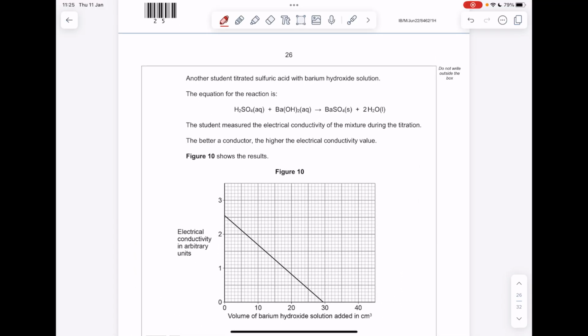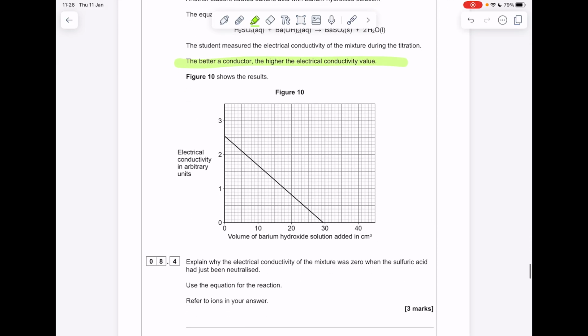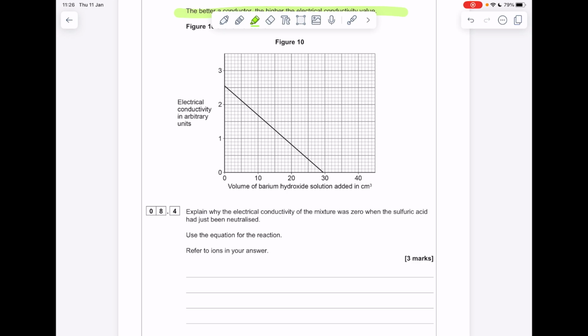Another student titrated sulfuric acid with barium hydroxide. Here's the equation. The student measured the electrical conductivity of the mixture during the titration. The better a conductor, the higher the electrical conductivity. Explain why the electrical conductivity of the mixture was 0 when the sulfuric acid had just been neutralized. Use the equation for the reaction and refer to ions in your answer.